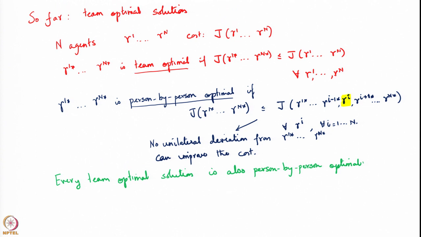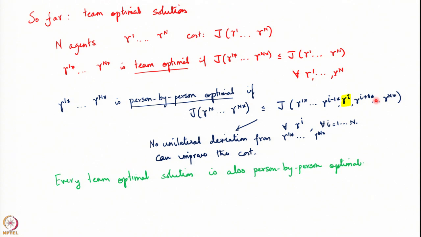Now, why is that the case? Well, it is easy to see from this definition itself. If you look at this particular definition here, it is fairly obvious. So, for example, in order to show that gamma 1 star to gamma n star, which is team optimal, is also person by person optimal, what one can do is, on the right hand side here, in place of gamma 1 to gamma n, fix all the gammas for players other than player i at their starred values and leave gamma i as it is. So, then this becomes simply this particular expression. You would get gamma 1 becomes gamma 1 star, gamma 2 becomes gamma 2 star, etcetera, and gamma i remains gamma i and all the others become star.